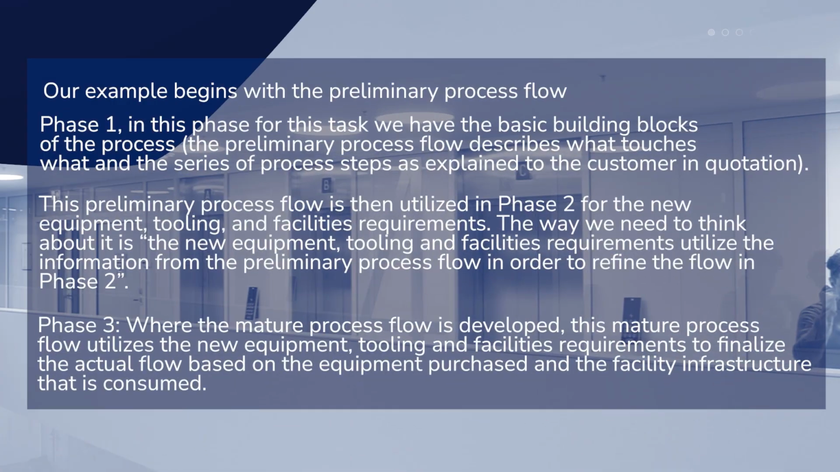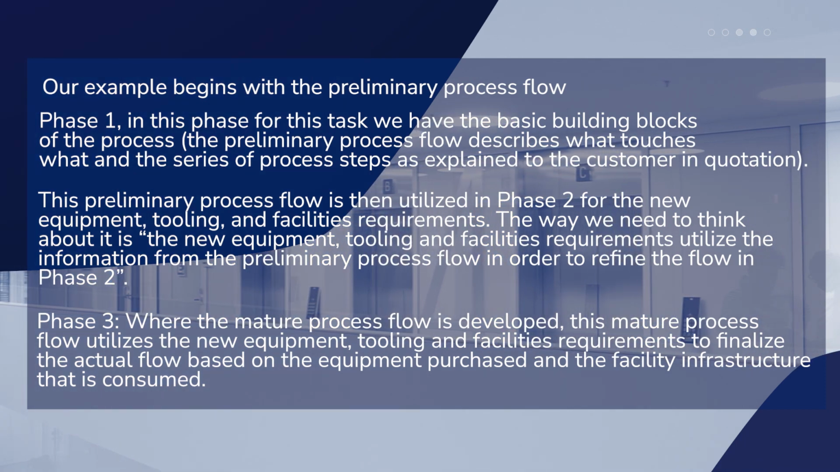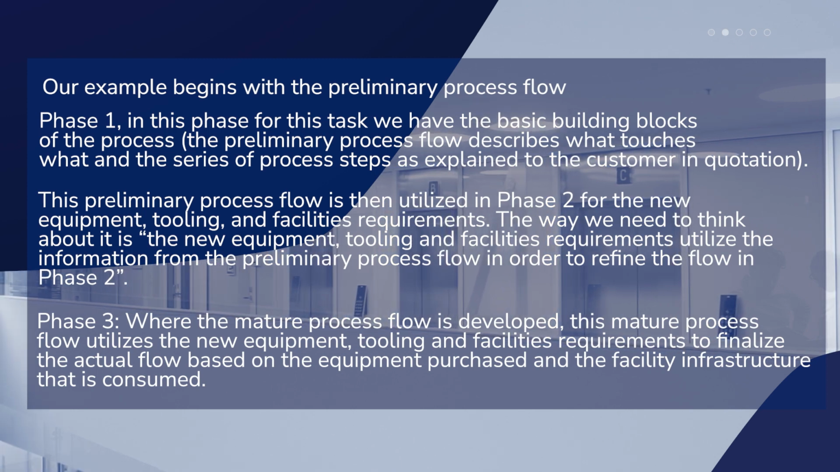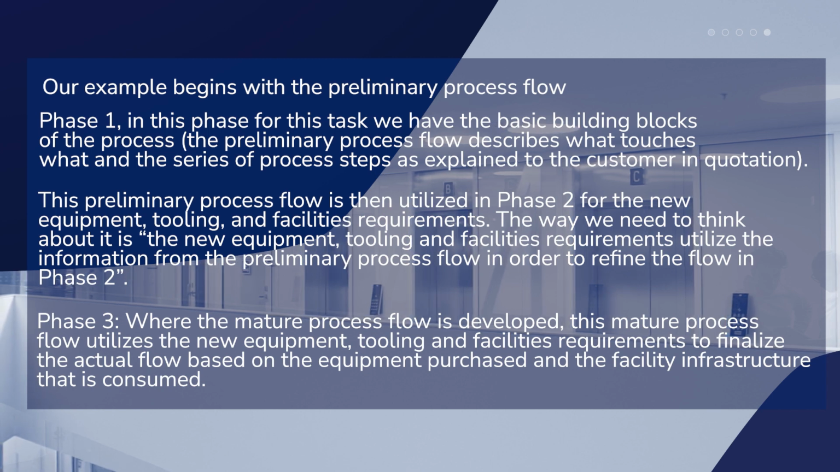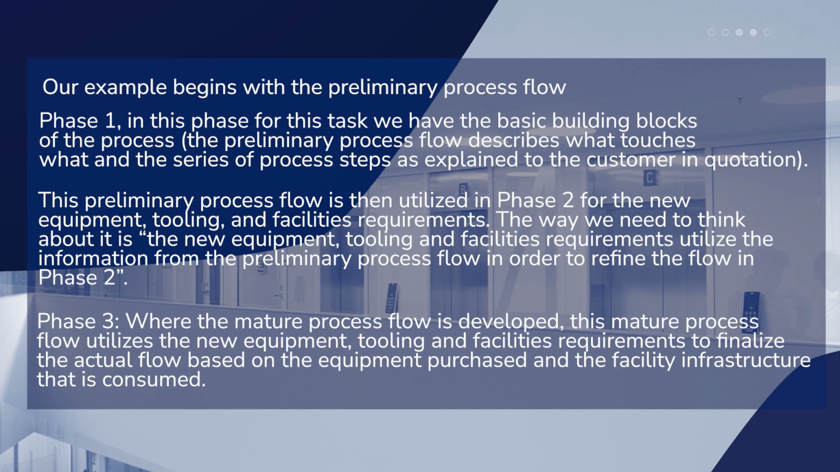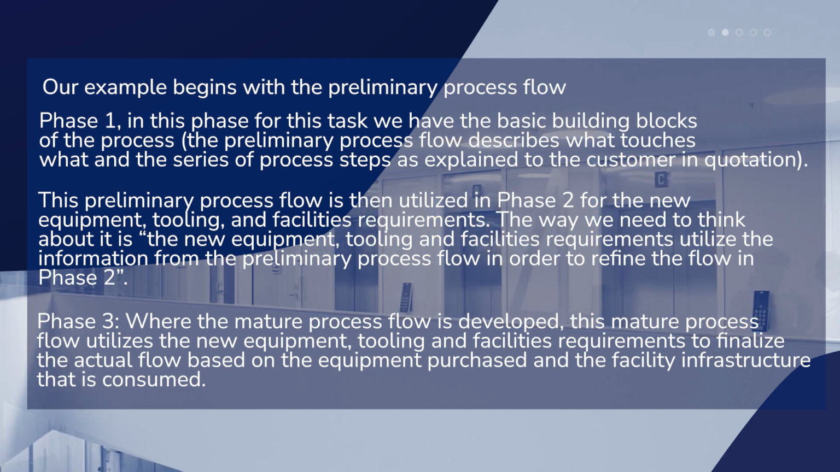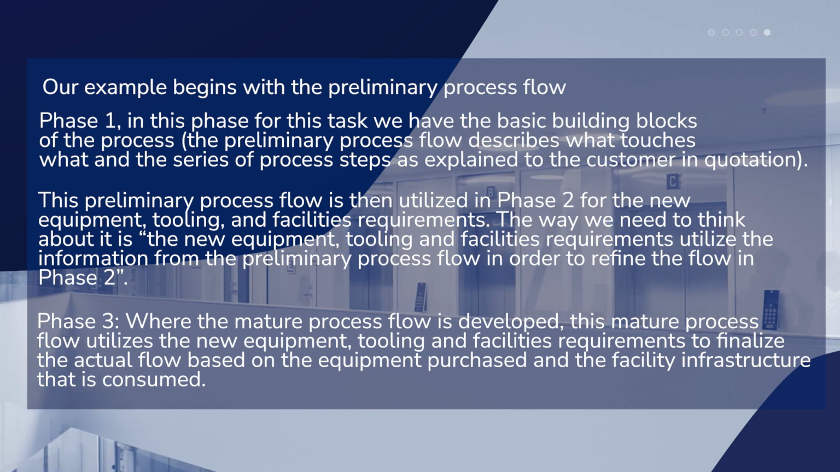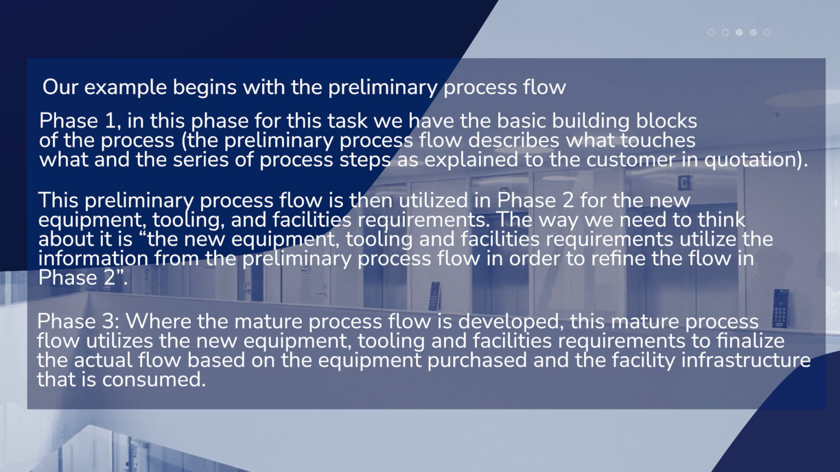Our example begins with the preliminary process flow in Phase 1. In this phase, for this task, we have the basic building blocks of the process. The preliminary process flow describes what touches what and the series of process steps as explained to the customer in quotation. This preliminary process flow is then utilized in Phase 2 for the new equipment, tooling, and facilities requirements. The way we need to think about it is the new equipment, tooling, and facilities requirements utilize the information from the preliminary process flow in order to refine the flow in Phase 2.